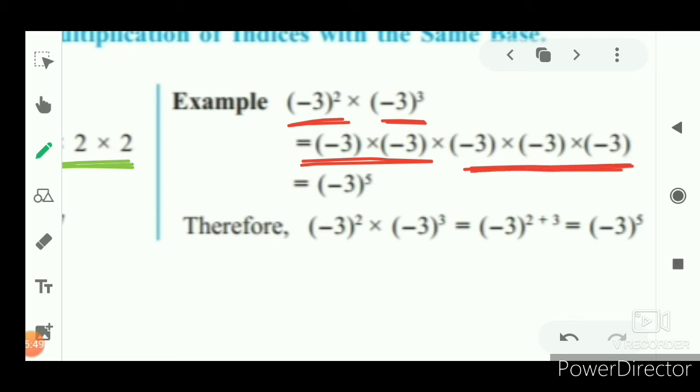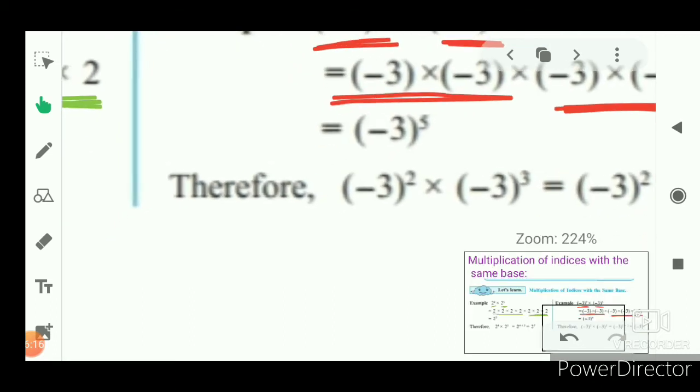So we can also write it as minus 3 is common, so we will write it common, minus 3 raised to the power 1 2 3 4 5. Okay, raised to the power 5. So minus 3 square into minus 3 cube will give minus 3 raised to power 2 plus 3 equal to 5. By solving we get minus 3 raised to power 5, and by formula also we get minus 3 raised to power 5.